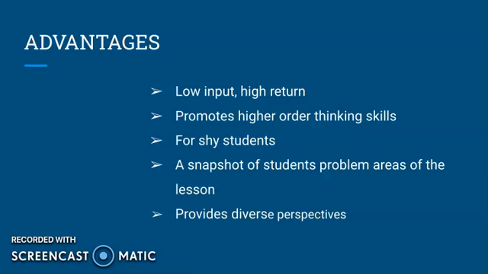And it provides diverse perspectives on where the students' levels are at. It really helps teachers to see the lesson through students' eyes. So now that I went over the pros, what are the cons of this technique?